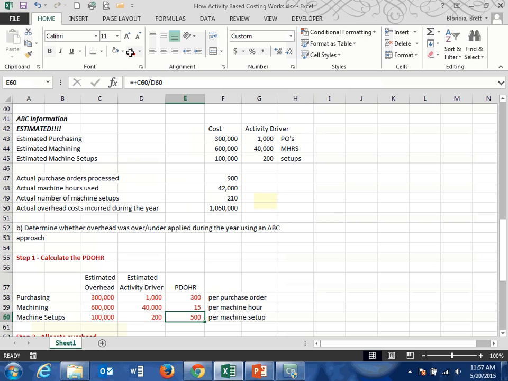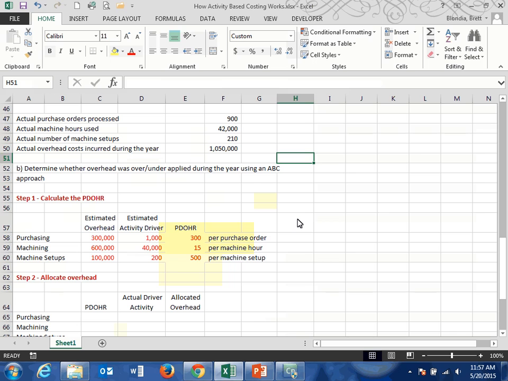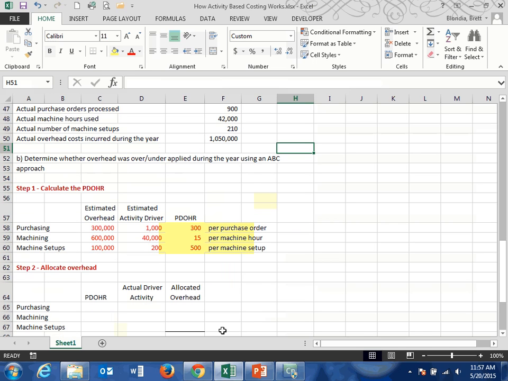We did it the exact same way as the traditional approach, just more often. So 3 activity pools, 3 drivers. These are now the numbers that you are going to use in step 2 to allocate overhead based on actuals. So let's go to step 2. Step 2 is to allocate overhead. Again, I have 3 activity pools, so I have 3 times I have to allocate overhead.